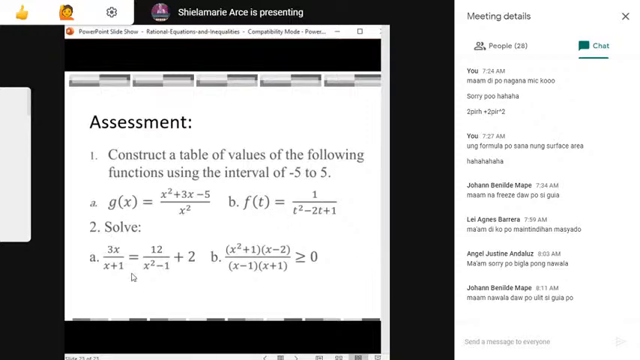Then for number 2, ito naman po siya. Isosolve ninyo. Using interval notation pa rin parati sa rational inequalities.